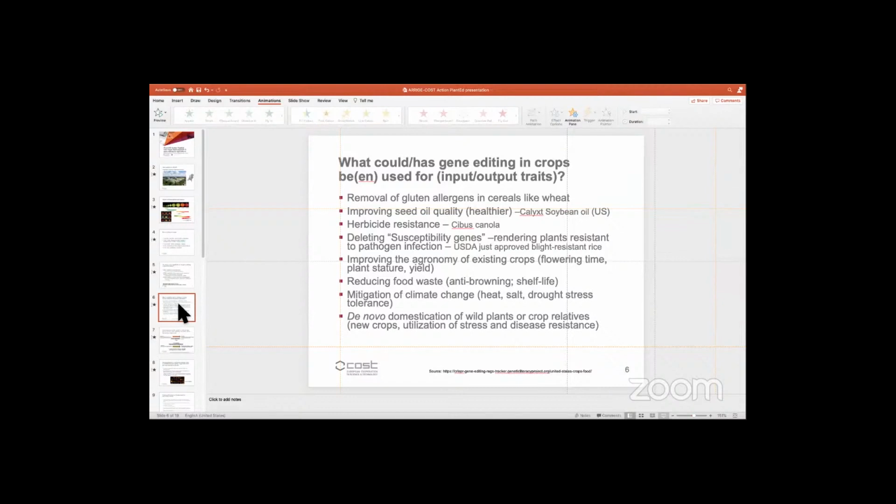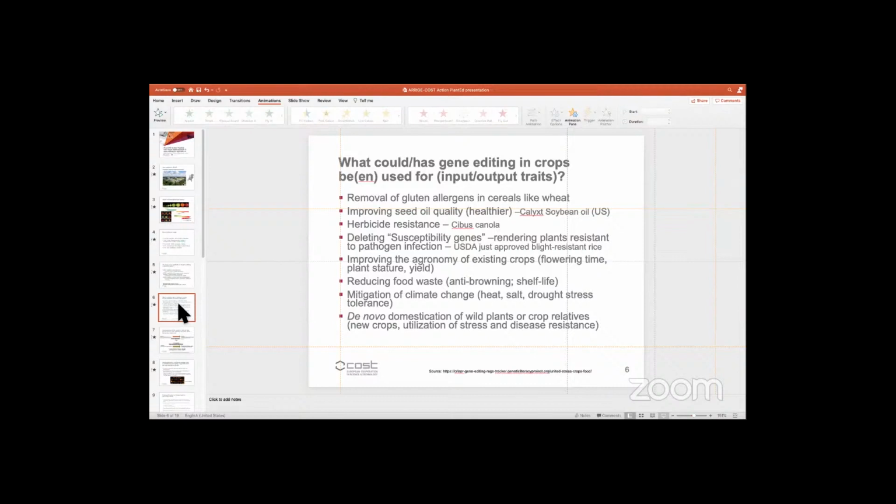Maybe a better application is deleting susceptibility genes that a pathogen needs to be able to infect or invade a plant, and if you knock them out or change them, then the plants become resistant to pathogen infection. And the USDA has just approved a blight-resistant rice variety that was produced with CRISPR-Cas. You could improve the agronomy of existing crops, like flowering time, the stature of the plant, or the yield. Reduce food waste, for example, anti-browning in mushrooms or apple. Increase the shelf life so that you don't have to throw away produce.